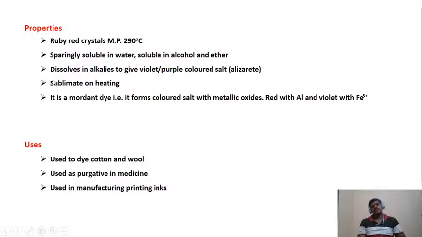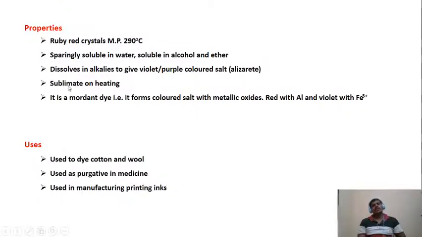Now the properties of this alizarin: it produces ruby red crystals of melting point 290 degrees Celsius. It is sparingly soluble in water, meaning it is somewhat soluble in water, but it is more soluble in alcohol and ether. It dissolves in alkalis and gives a violet to purple colored salt, that is alizarate. And it sublimates on heating. What is sublimation?